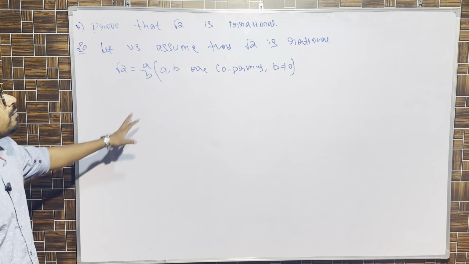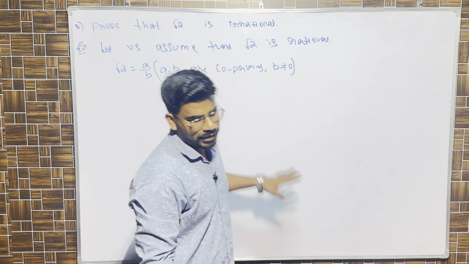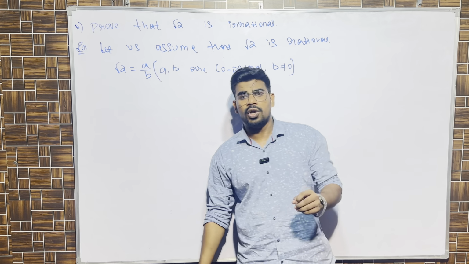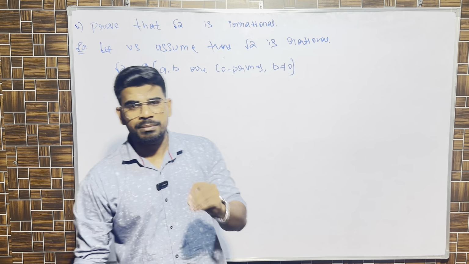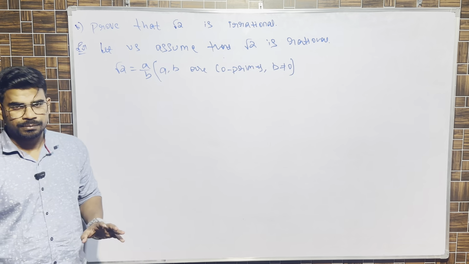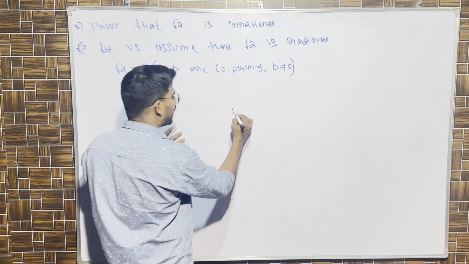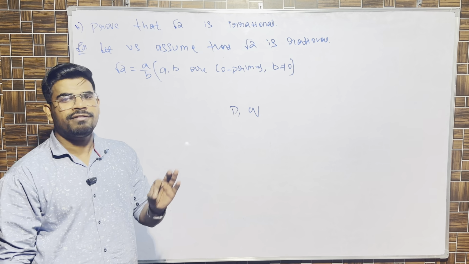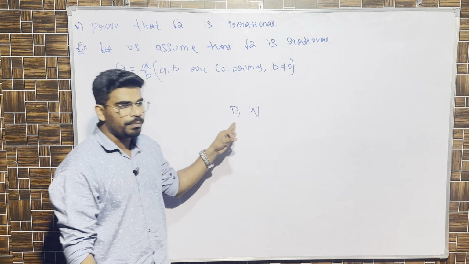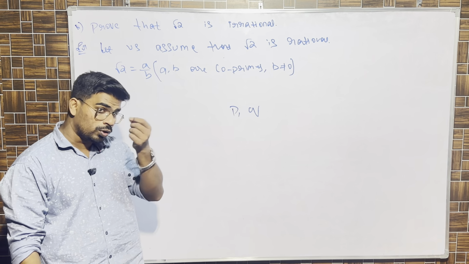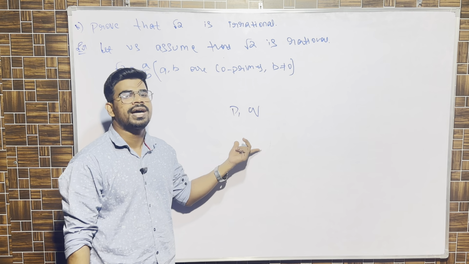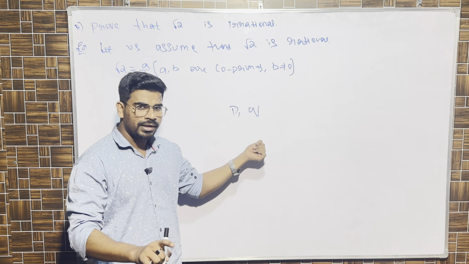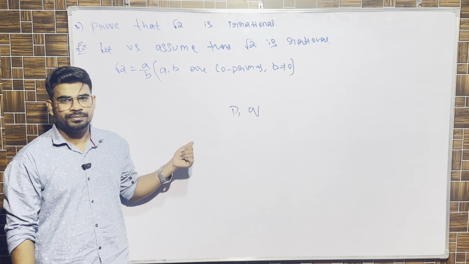Now you must be wondering what is co-prime. This is a term which you might have heard for the first time. So co-primes are numbers which will not be divisible by the same number. For example, if I take p and q, I can call p and q co-primes only when no common number divides both p and q. If p and q are divisible by the same number, then they are not called co-primes. That is what it is.